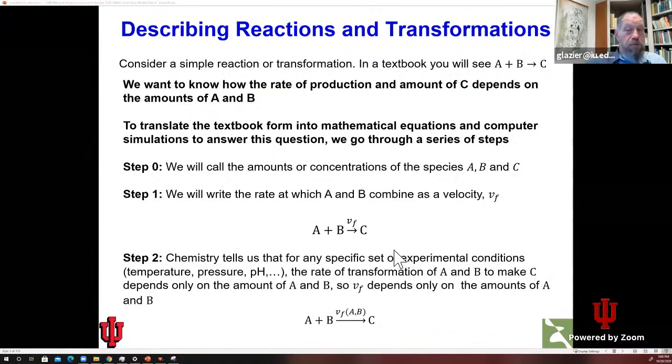And this says chemistry. I meant to take the word chemistry out because this comes from a slide on chemical reactions. But if we have some set of experimental conditions, chemistry or not, then the rate of transformation from A and B to make C ought to depend primarily on the amount of A and B. And so the velocity, VF, should be a function of A and B, the amount of A and B, or the concentration of A and B.